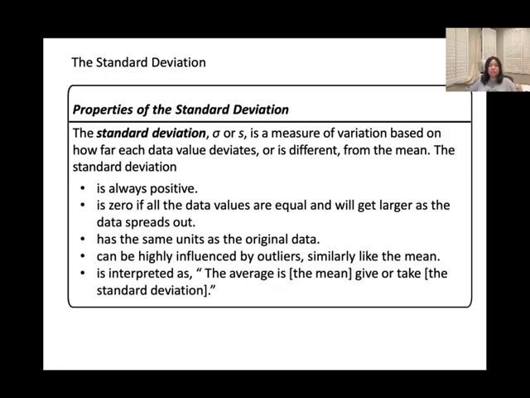Second one, standard deviation. The standard deviation, you could use the sigma or the S to represent it. It's a measure of variation based on how far each data value deviates or is different from the mean. Okay, talking about how far each data value is from the mean. And standard deviation first is always positive.